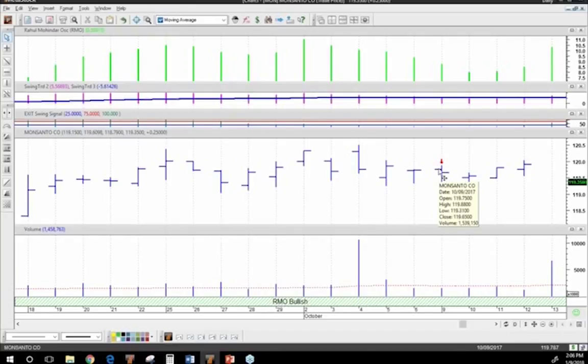What we're going to look to do is start to pay a little bit more attention, because if this gets more bearish, in other words, if it goes bearish on a long-term basis, our RMO goes bearish up here, or on a short-term basis, or both, we'll want to go ahead and reverse our trade, because all of a sudden our outlook on Monsanto doesn't look good.